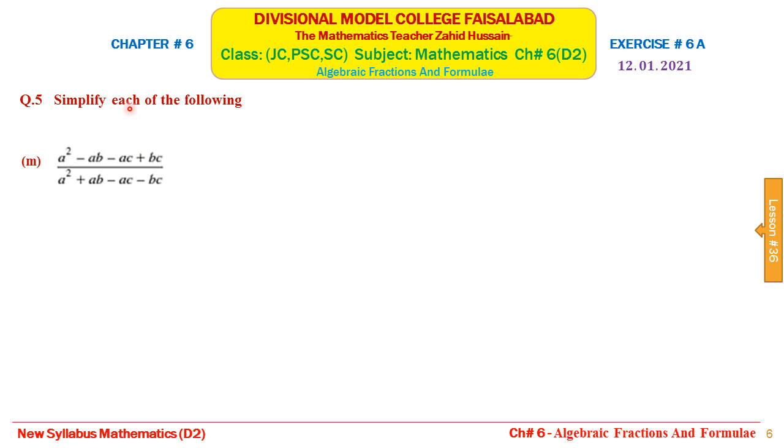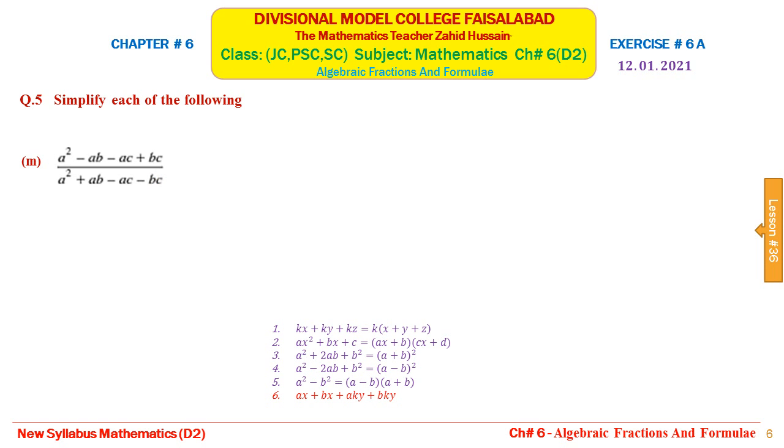This is M part of question number 5. Expression in the numerator has 4 terms and denominator also has 4 terms. So this is an expression of 6 type. When there are 4 terms, we factorize by grouping. So we will group first 2 terms and last 2 terms.